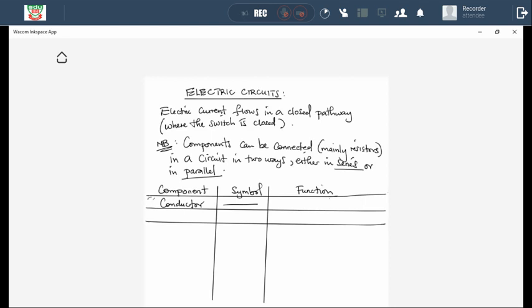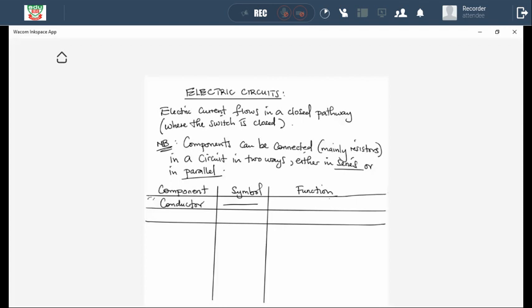And the opposite of a conductor is an insulator. An insulator is a material that does not allow current to flow. Right. So for us to have a working electric circuit, we cannot be dealing with insulators because they won't allow current to flow. So we need what we call a conductor, which is a material which allows current to flow.